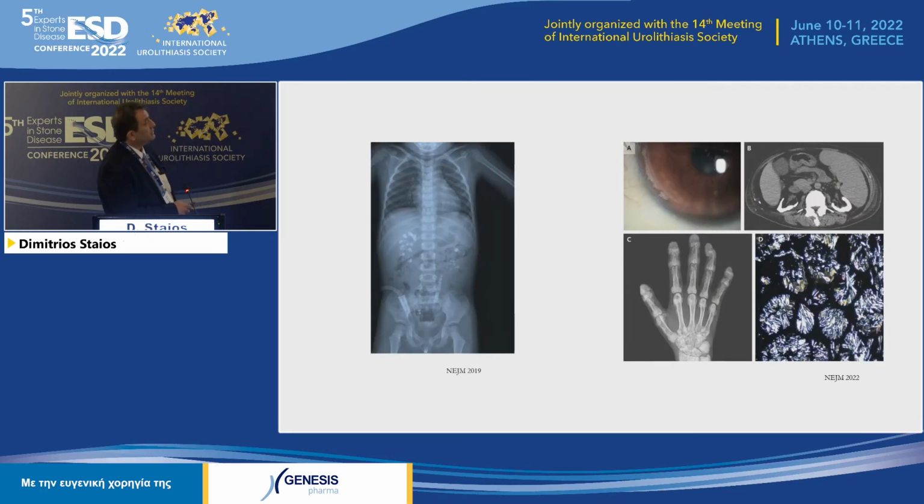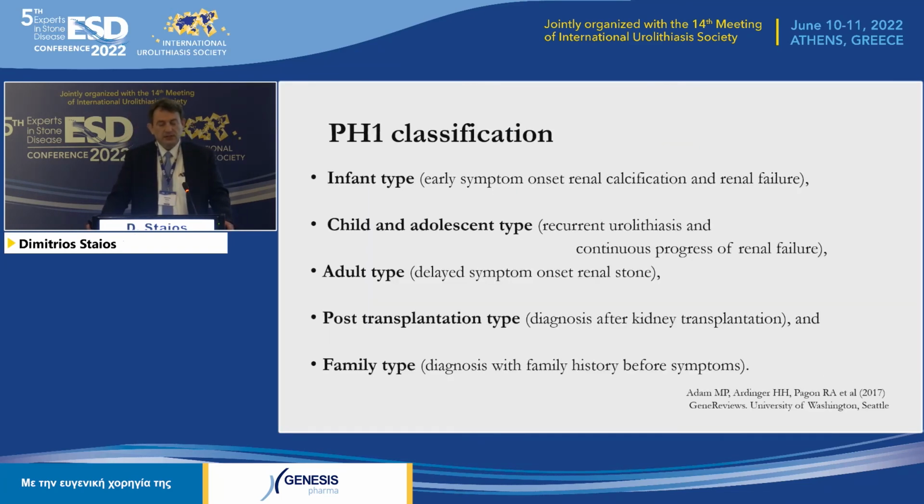These two Chinese cases: this kid of 3 years old presented with nephrocalcinosis and this Steinstrasse here, and this is a 40-year-old patient that has deposits of oxalate in his retina and his joints and bones, and this is from skin biopsy. So the classification of PH1 is infant type, early symptoms onset with renal calcification and renal failure.